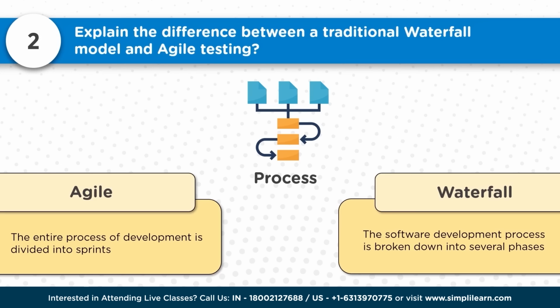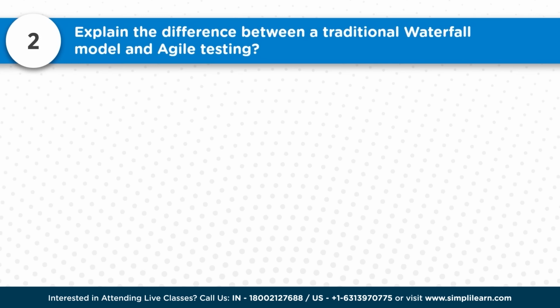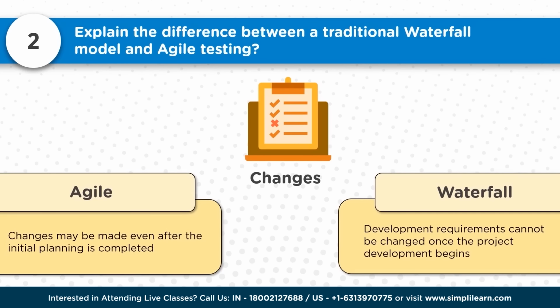In the waterfall approach, the software development process is broken down into several sequential, linear phases. Things which have to be delivered in each of the phases are very well defined, and accordingly it happens. In agile, changes may be made even after the initial planning is completed, and it is easy to adapt to that change scenario. Whereas in waterfall approaches, development requirements cannot be changed once the project development begins.